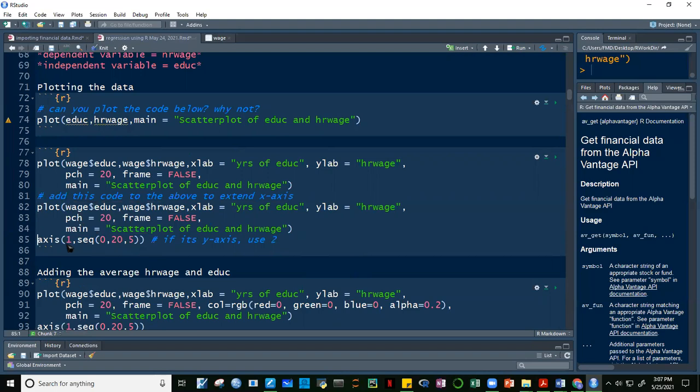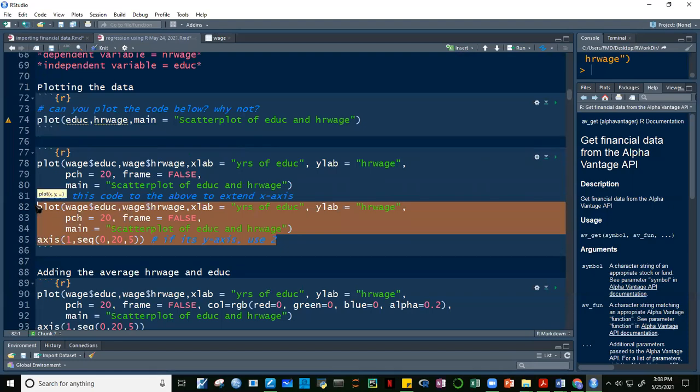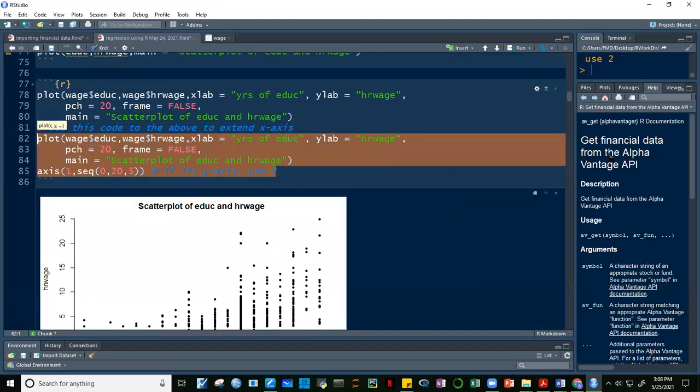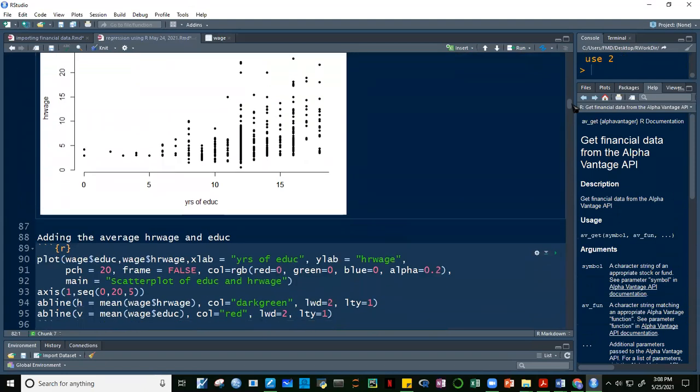Axis, so we're modifying axis 1, will refer to x-axis. Kung 2 yan, y-axis. If it's y-axis, use 2. Yung minomodify natin. And then sequence, we're defining from 0 to 20, yung x-axis, increments of 5. So let's run this. Second one. Okay, so yan, at least nagkaroon tayo ng improvement hanggang dito.